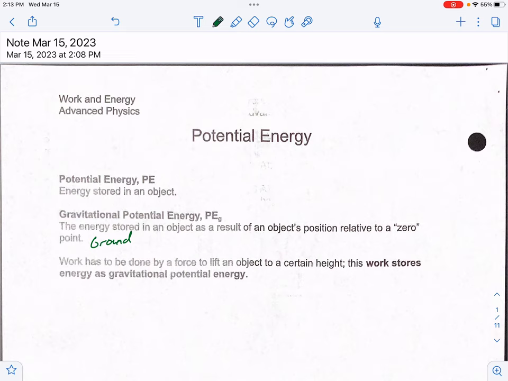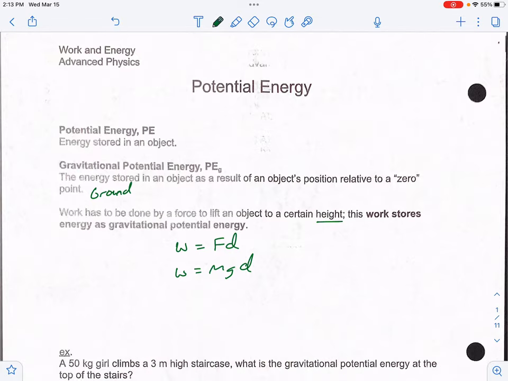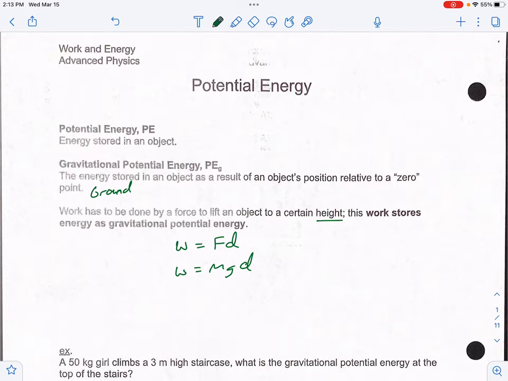Work has to be done by a force to lift an object to a certain height. So there's your key word there for potential energy. Work stores the energy as gravitational potential energy. Remember we said work equals force times distance. Now when we're lifting something, that force becomes mass times gravity times distance. In this case, we're going up, so instead of distance, we say work equals mass times gravity times height.